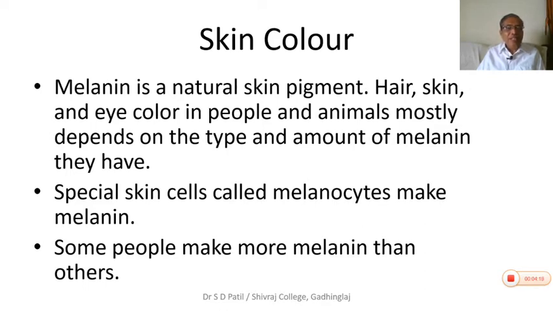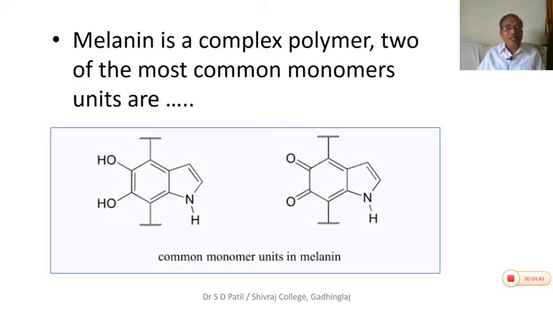Melanin is a natural skin pigment. The name is melanin. Hair, skin and eye color in people and animals mostly depend upon the amount of melanin they have. Special skin cells called melanocytes make melanin. So the thing is that melanin is the pigment. Melanin is synthesized by melanocytes, and some people make more melanin than others. So this makes the difference in the appearance also.